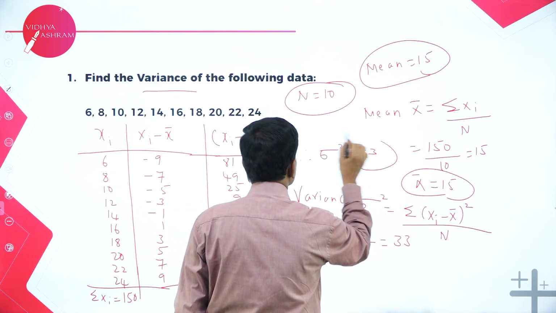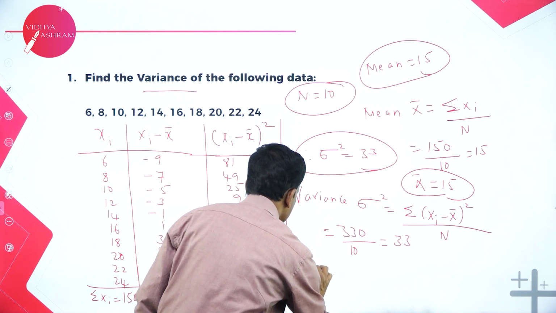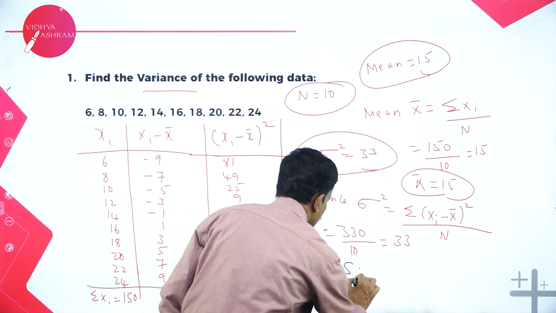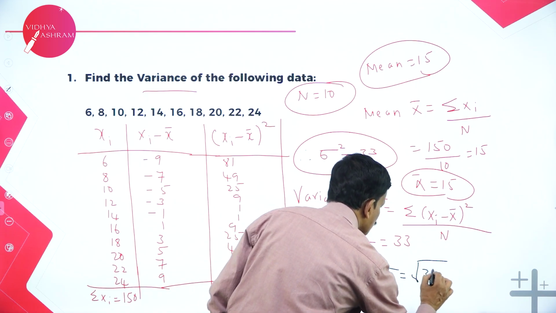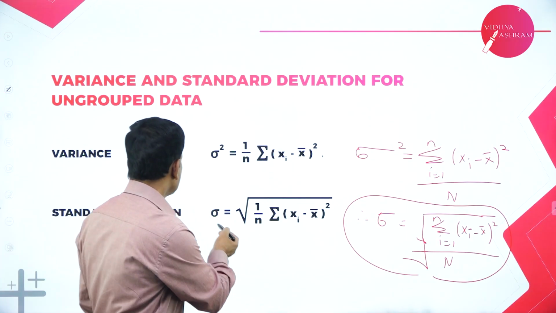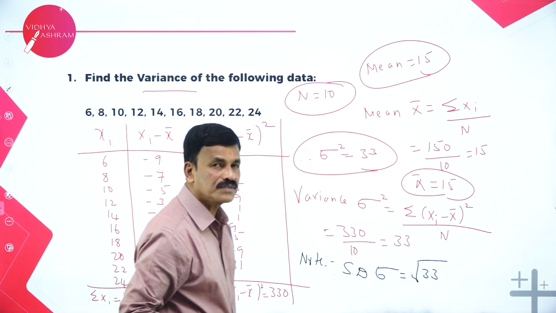Suppose you want to find the standard deviation, rho is equal to the square root of 33. That's all. What is the standard deviation? Rho is equal to the square root of 33.